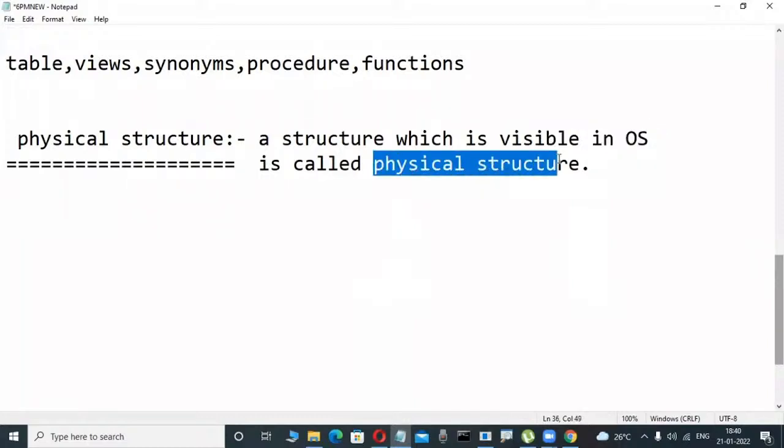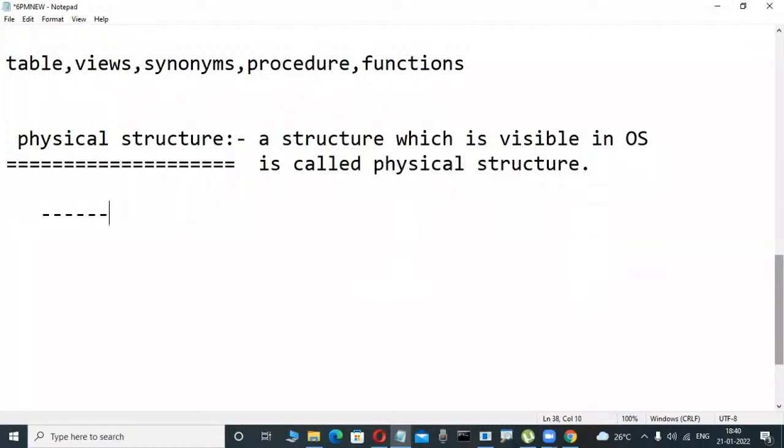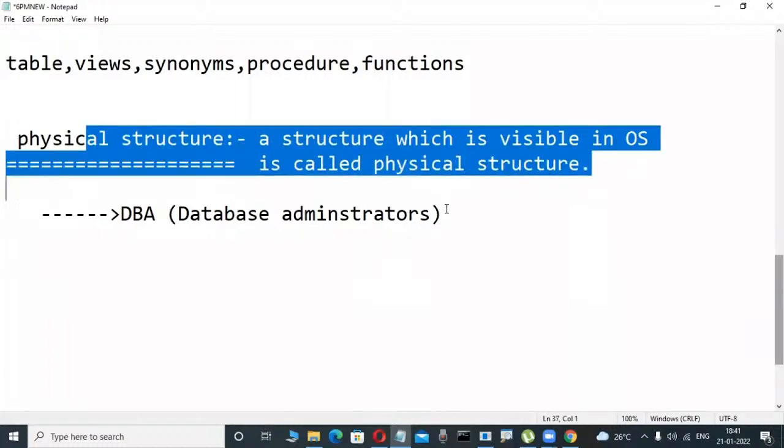But the physical structure, you and I are not working in it. Some different type of persons are working there. Who are they? DBA, database administrator. On the project side, database administrators are some other type of persons in a database. Those DBA persons only work in the physical structure.